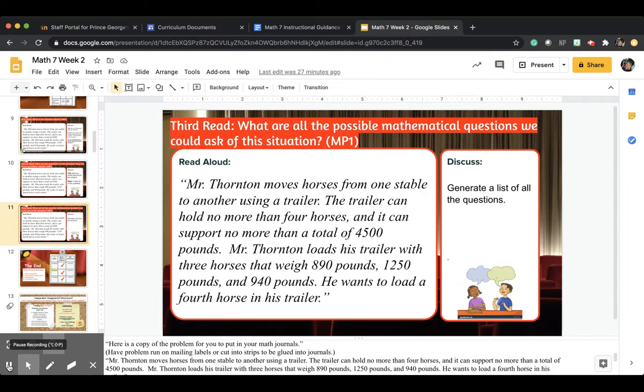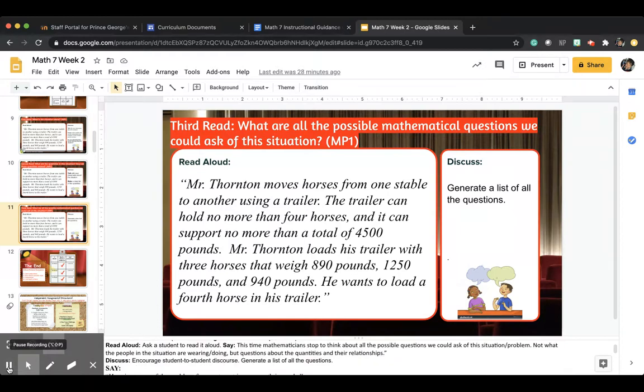Mr. Thornton moves horses from one stable to another using a trailer. The trailer can hold no more than 4 horses, and it can support no more than a total of 4,500 pounds. Mr. Thornton loads his trailer with 3 horses that weigh 890 pounds, 1,250 pounds, and 940 pounds. He wants to load a fourth horse in his trailer.